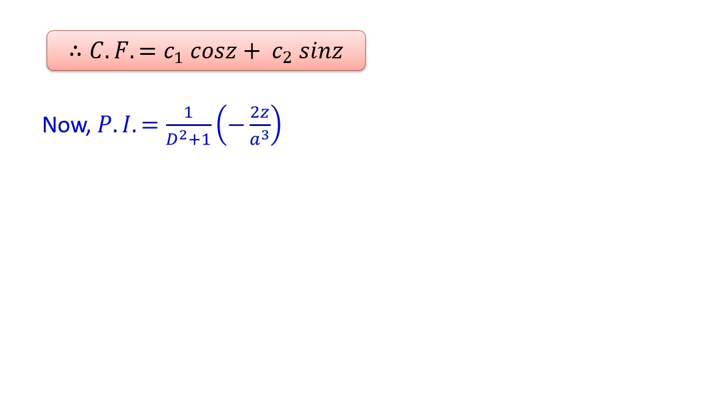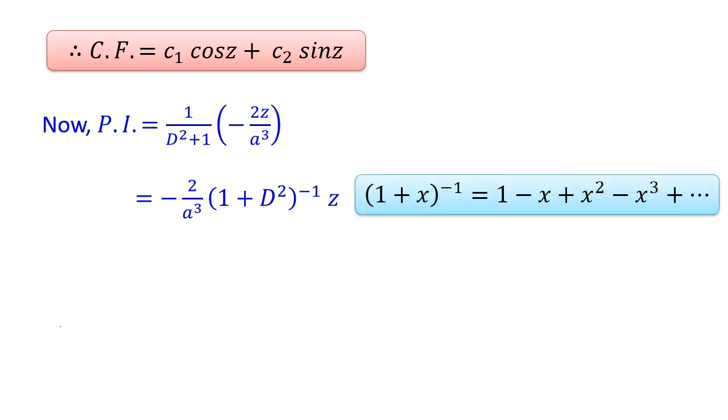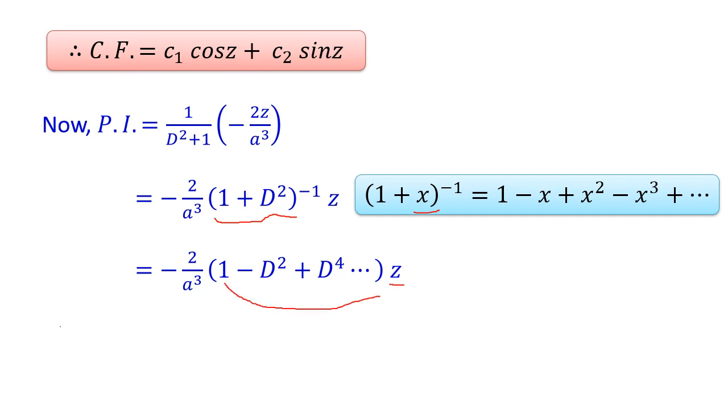And this can be written as minus 2 by a cube into (1 plus D square) whole to the power minus 1 into z. And we have the formula 1 plus x whole to the power minus 1 is equal to 1 minus x plus x square minus x cube plus etc. We shall apply the formula for this term. So, in place of x, we have D square. Therefore, if we apply the formula, we get minus 2 by a cube into (1 minus D square plus D power 4 minus etc.) into z. Now, we shall multiply by z. 1 into z, we get z.